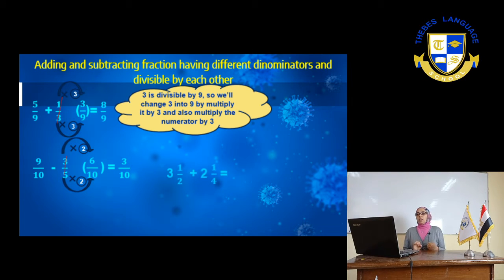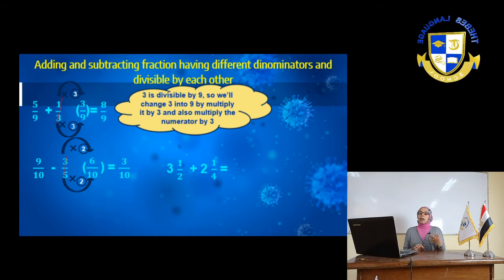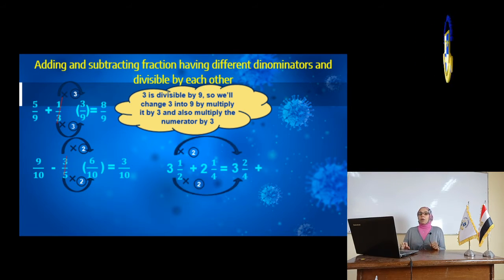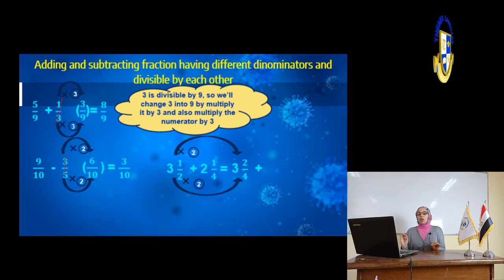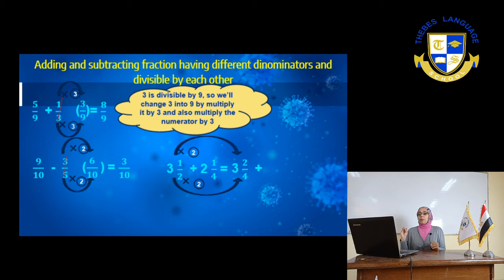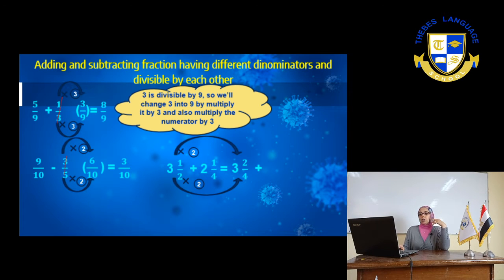Okay, 3 and 1/2 plus 2 and 1/4. Look at the denominators. Can we make 2 into 4? Yes. How? Multiply it by 2. Go to the smaller denominator and see if we can make it like the bigger one or not. Is it divisible by the bigger or not? Yes, we can make 2 like 4 by multiplying it by 2. 2 times 1 equals 2, and 2 times 2 equals 4.